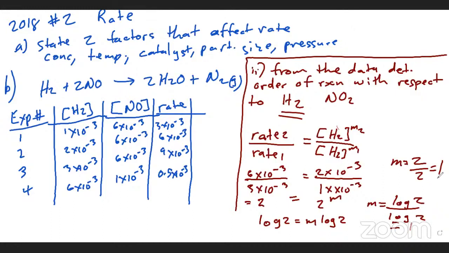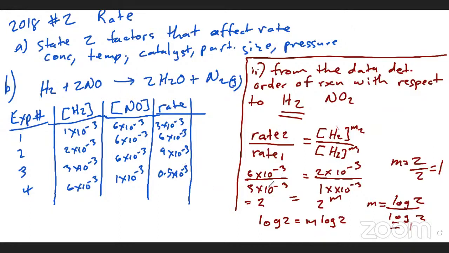First. Right. Once it's 1, it's first order. All right. So with respect to hydrogen, it is a first order reaction. Now, if you know how to interpret the table, you double the concentration of H2 and the rate also doubles, so it is first order.